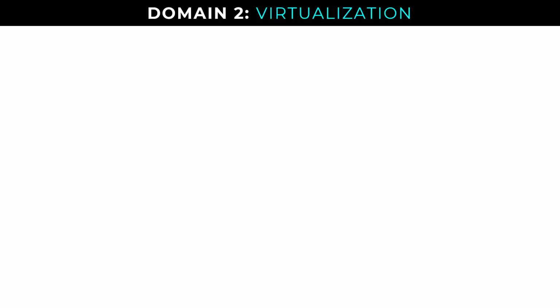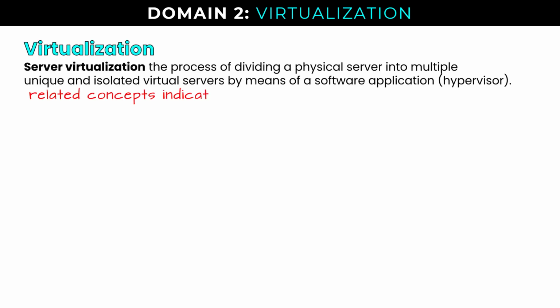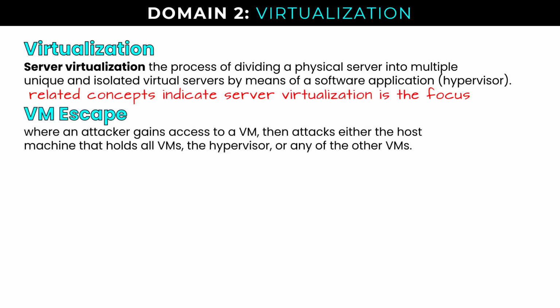And to round out section 2.2, we're going to touch on some virtualization concepts. So server virtualization is the process of dividing a physical server into multiple unique and isolated virtual servers, or virtual machines we sometimes call them, by means of a software application, specifically a hypervisor. The related concepts in this section in 2.2 indicate that server virtualization was really the intent of that line item.